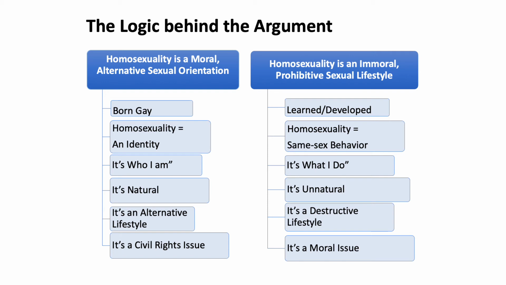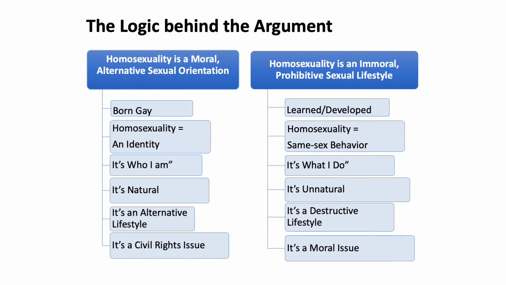The other side would suggest that it's an immoral, prohibitive sexual lifestyle. And one of the things that you need to keep in mind in persuasion and in argumentation is that you need to use the same language on both sides, apples and apples. So moral, immoral, natural, unnatural. In testing, in science, and lab work, it's normal and abnormal. And so you need to keep this parallel language there so that it's a fair assessment and comparison.